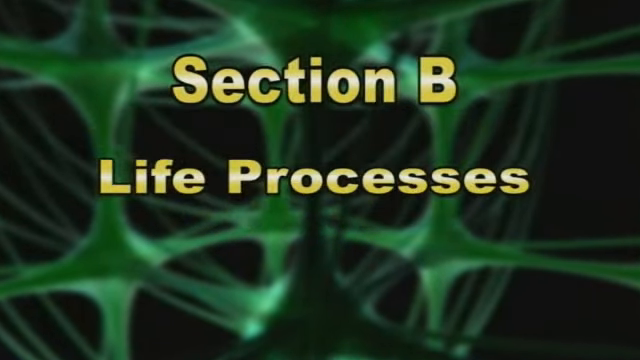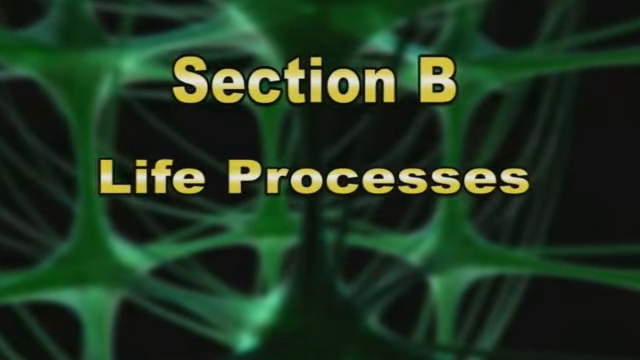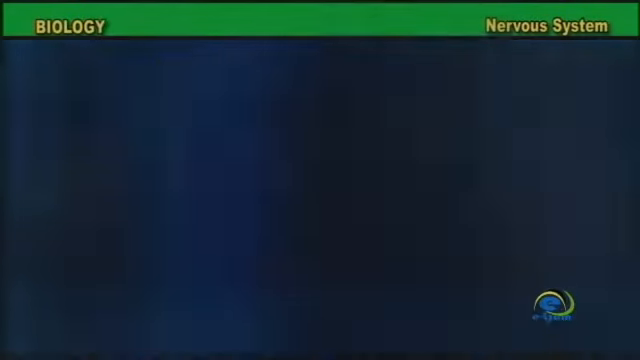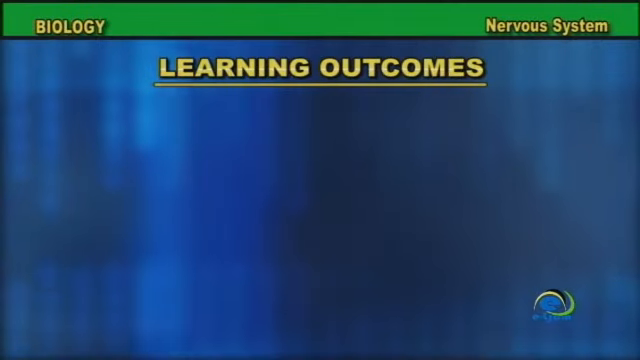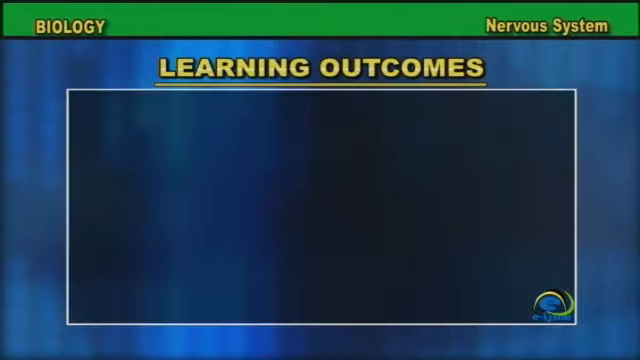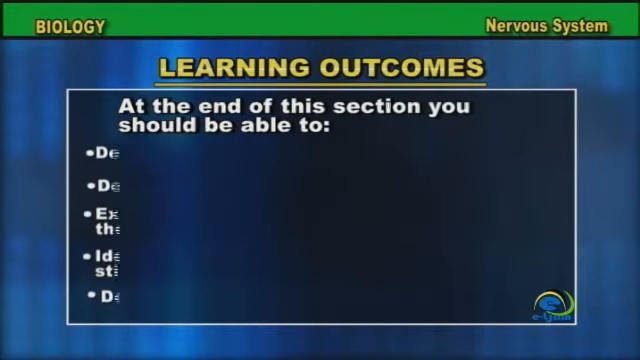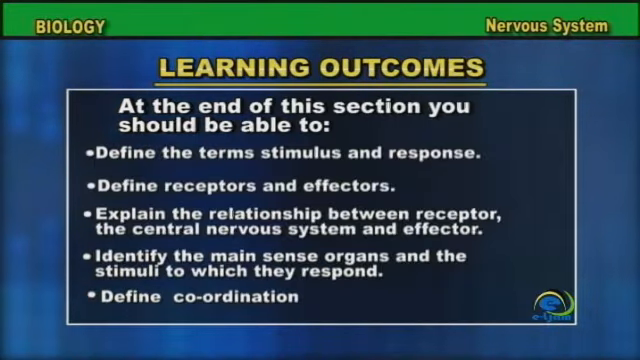This video focuses on Section B of your syllabus, which covers life processes. Learning outcomes. At the end of this section, you should be able to define the terms stimulus and response, define receptors and effectors, explain the relationship between receptor, the central nervous system, and effector, identify the main sense organs and the stimuli to which they respond, and define coordination.